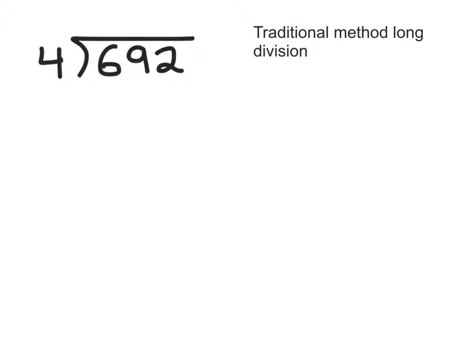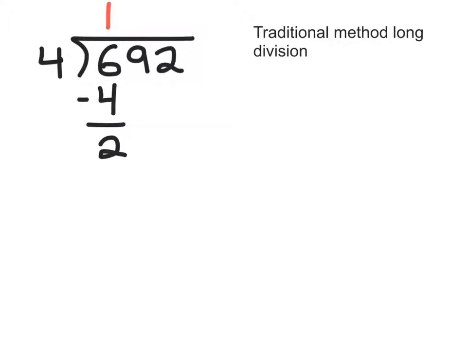Now we're going to look at the same problem using the traditional method of long division. So when I use the traditional method of long division, I start by looking at the biggest place value. And I think 4 times what number gets me close or equal to this number without going over? So 4 times what will get me close to 6 without going over? I know that is going to be 1, because 4 times 1 equals 4, and that's smaller than 6 without going over. So 6 minus 4 gives me 2.